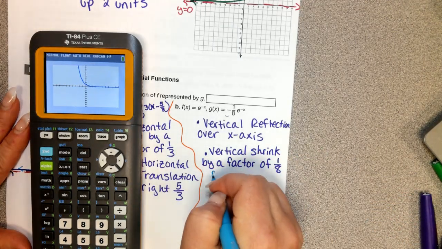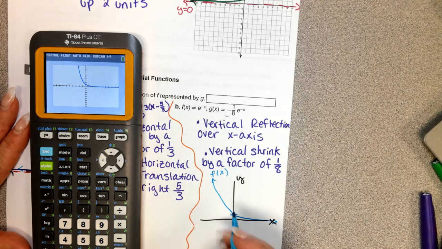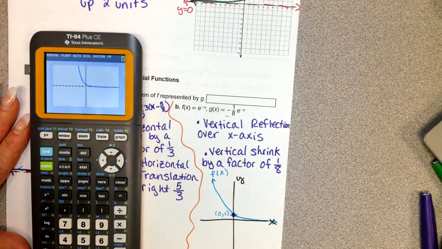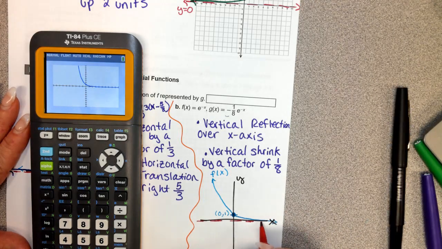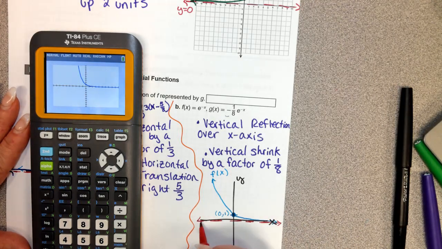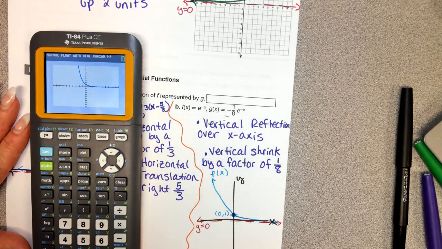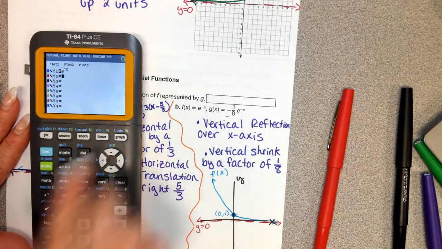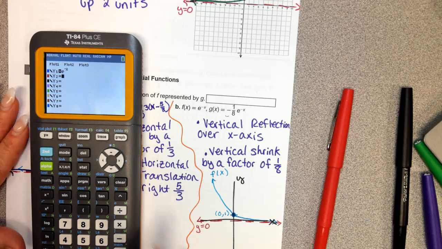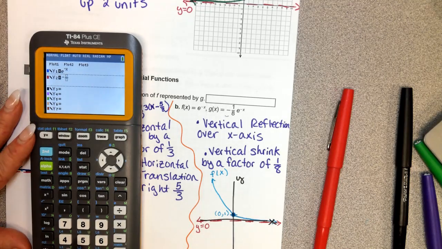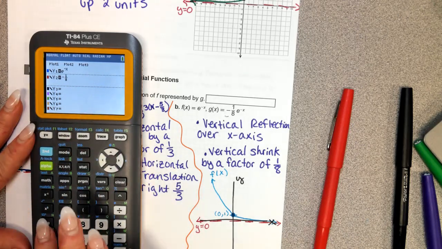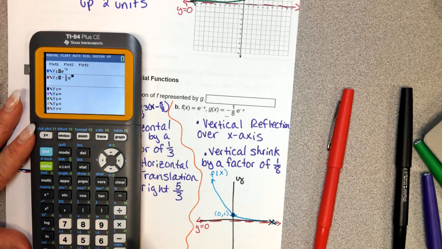So I'm going to make sure to notate that in my graph. So this is f of x, and it does go through 0, 1. And my horizontal asymptote is still right here on the x-axis. So my horizontal asymptote is still at y equals 0. Now let's see what happens when we graph our transformation. So I have negative 1/8 times e to the power of negative x.